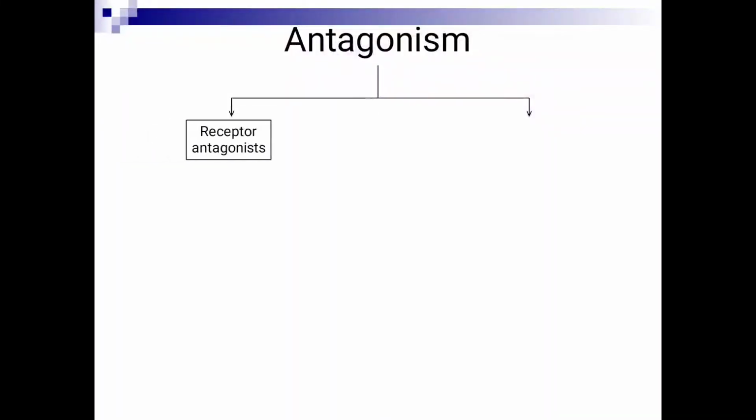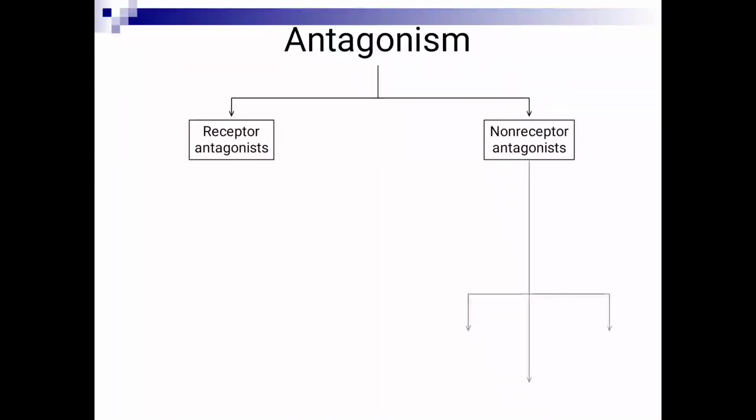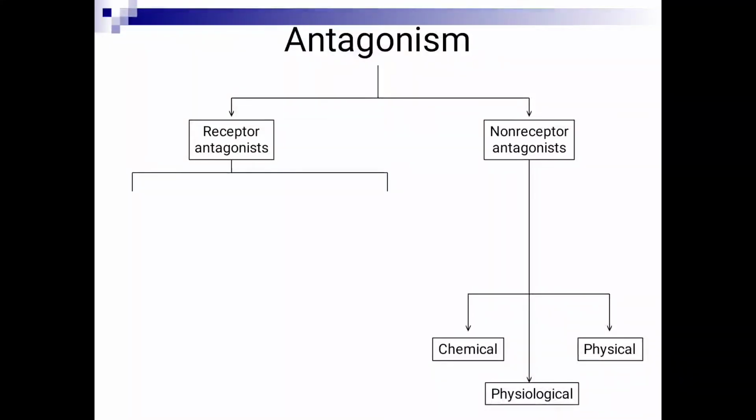Antagonist की खुद की कोई एक्शन नहीं है, इट प्रिवेंट्स द एक्शन ऑफ अगोनिस्ट. सो इट कैन बी रिसेप्टर या थ्रू नॉन रिसेप्टर. नॉन रिसेप्टर कैन बी केमिकल, कैन बी फिजिकल या फिर फिजियोलॉजिकल. रिसेप्टर एंटागोनिज्म कैन बी एक्टिव बाइंडिंग साइट या फिर एलोस्टेरिक साइट.